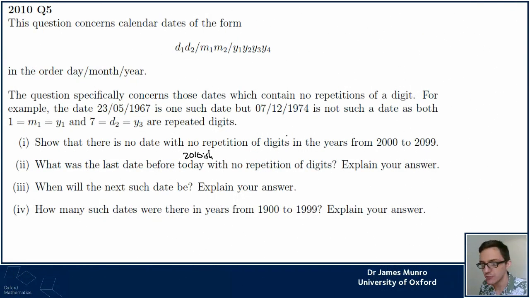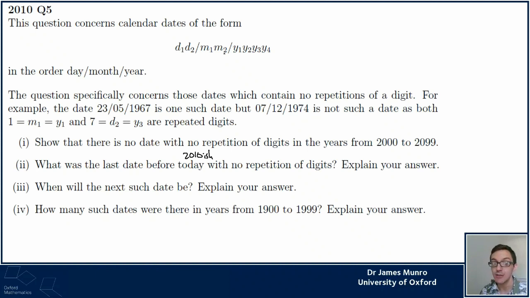Part 1. Show there's no date with no repetition of digits in the years from 2000 to 2099. Okay, and people in chat seem to have told me that all of these years involve a 2, because there's a 2 at the start, and a 0, because they all start 2-0 in the years. Most months are less than 10, so they start 0, 1, 0, 2, 0, 3. But 0 has already been used in all of these years in the Y2 slot. So that rules out a lot of months that it could be.